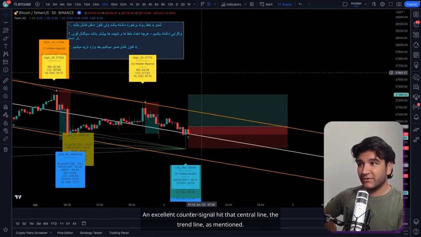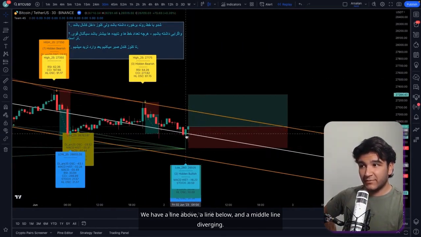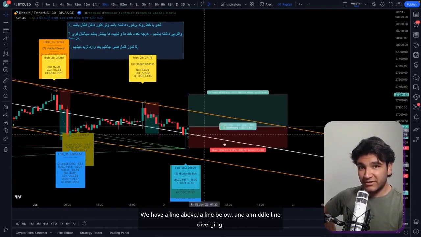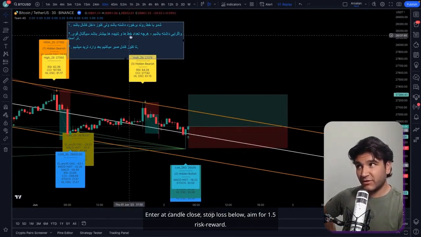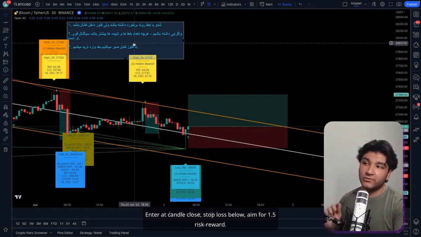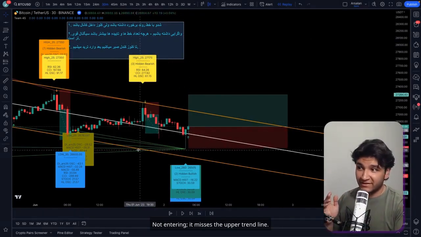That central line is the trend line, as mentioned. We have a line above, a line below, and a middle line diverging. Names are listed. Enter at candle close, stop loss below. Aim for a risk-reward of 1.5. Not entering here, as it misses the upper trend line.